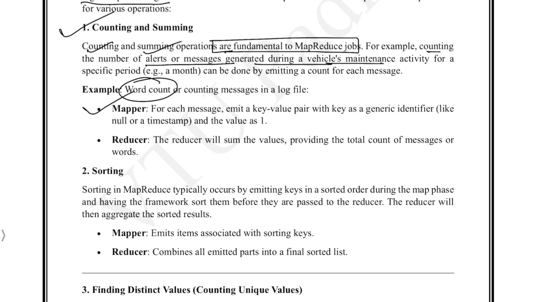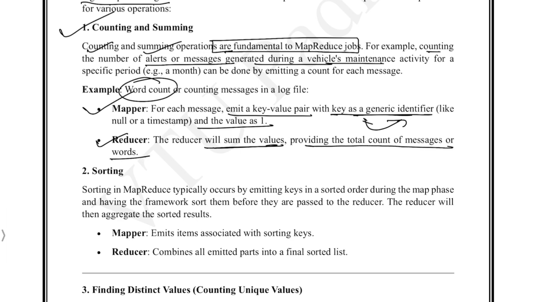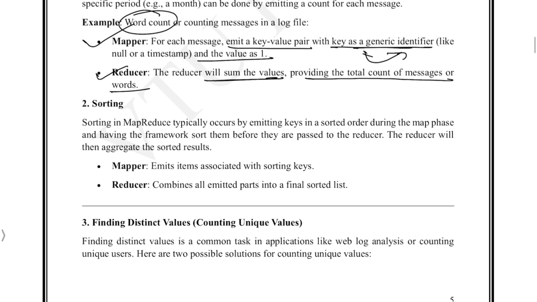For each message, the mapper emits a key-value pair, with a generic identifier as the key and the value as 1. The reducer will sum all the values, providing the total count of the messages and the words. That means the mapper will map individual words with a generic identifier, and the value will be 1, and the values will keep on incrementing, whereas the reducer will sum up all these values and provide the total count of the messages and words.